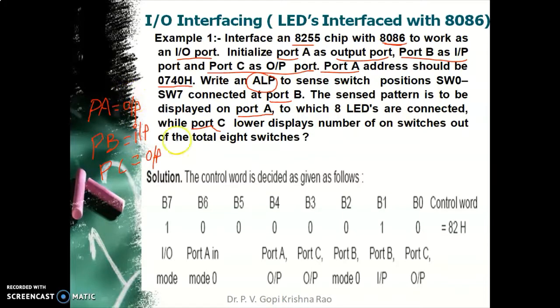So LEDs are connected to port A and C, and switches are connected to port B. Remember, switches are input devices, LEDs are output devices. So as you are configuring port A and port C as output ports, LEDs will be connected to that, and port B is configured as an input port, so switches will be connected to this.